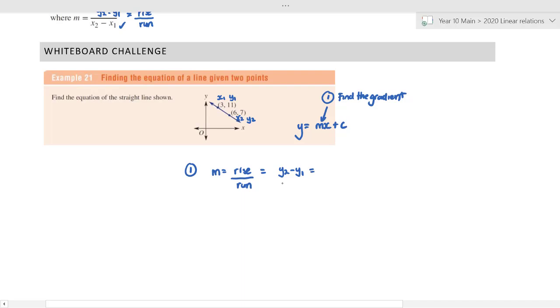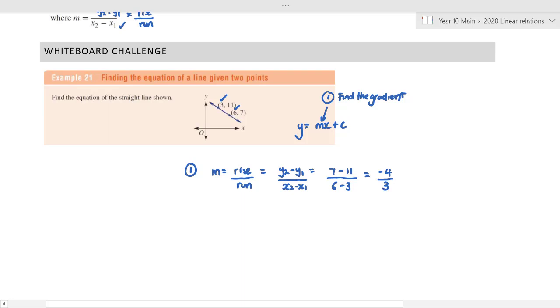The good thing about this, the run is, by the way, x2 minus x1, is that we're going to make sure that we got the right sign. You notice that this is a negative line. Why? Because it's a gradient, a slope which is going down. y2 is 7, and 7 take 11 is what we have for that. If I now rub that out, you can see x2 take away x1, 6 take away 3. So 7 take 11 is -4, 6 take 3 is 3. So the gradient is -4 on 3.